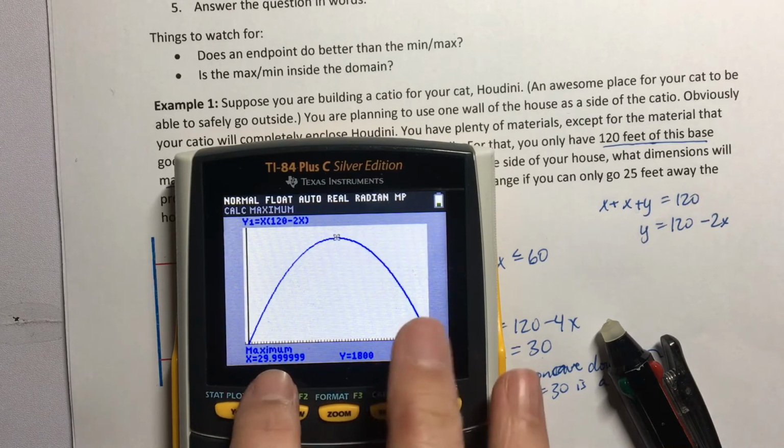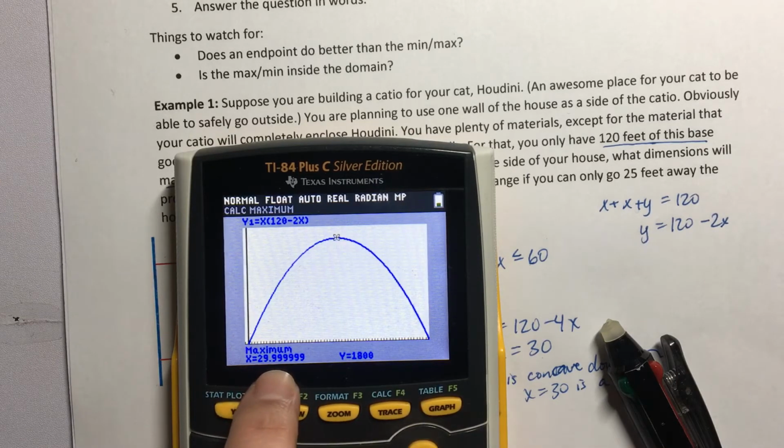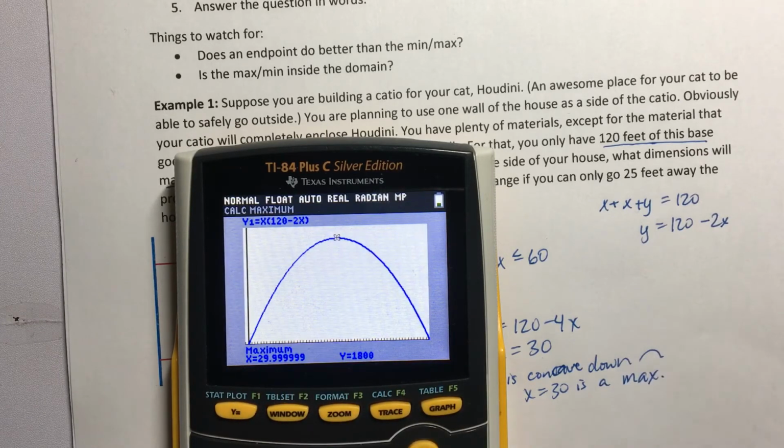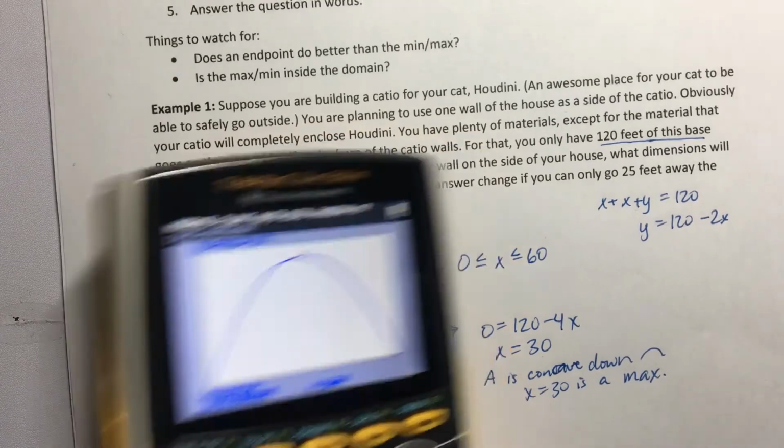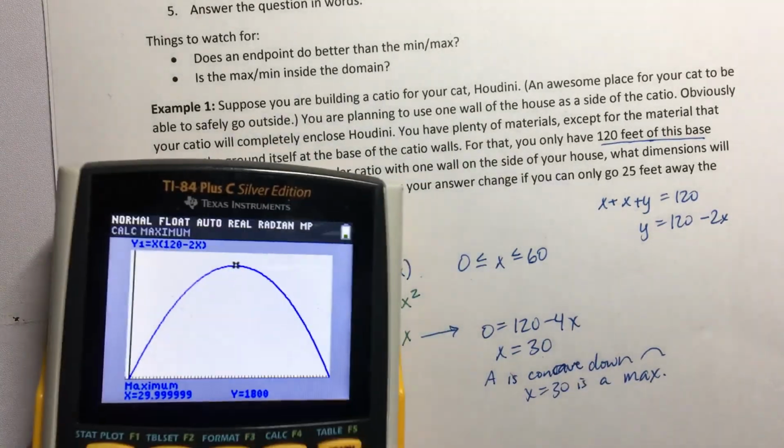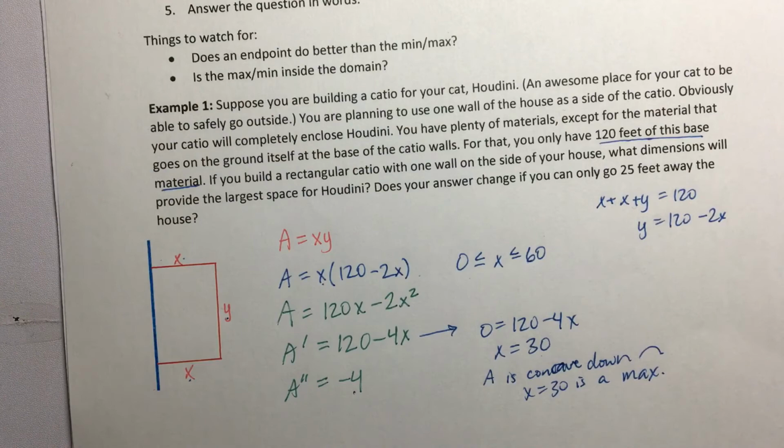And it tells me, now this says 29.999999. Is that clearly 30? Yeah, that really is. So we do have a maximum. We know from doing our calculus, but we also have it on a graph, which is really good that it works for both.